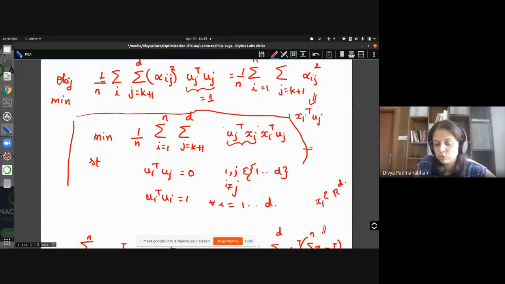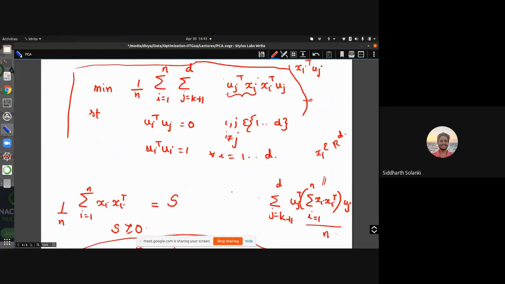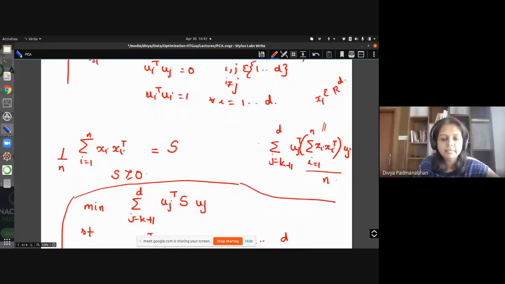So we rewrote it this way, but now if you take this product here. Suppose we take this term. S is a matrix of size D cross D, and Uj transpose is a row vector, Uj is a column vector. So overall, this is also going to give you the same number itself.